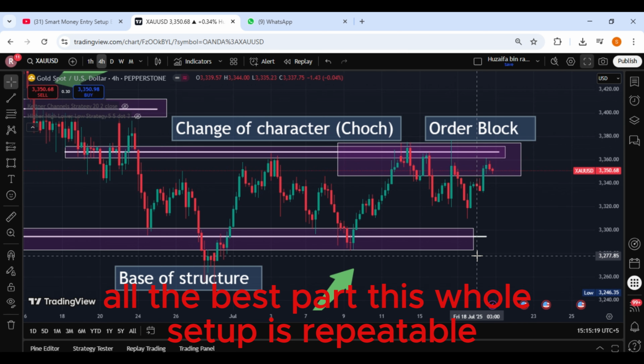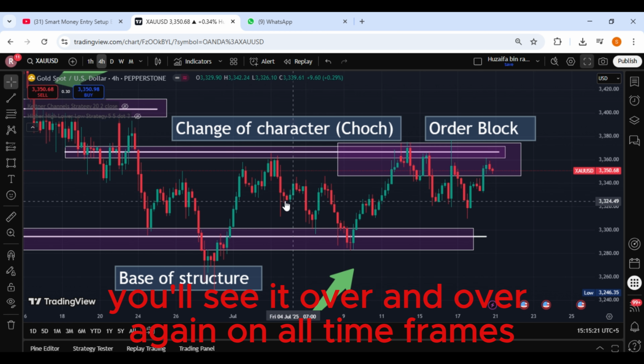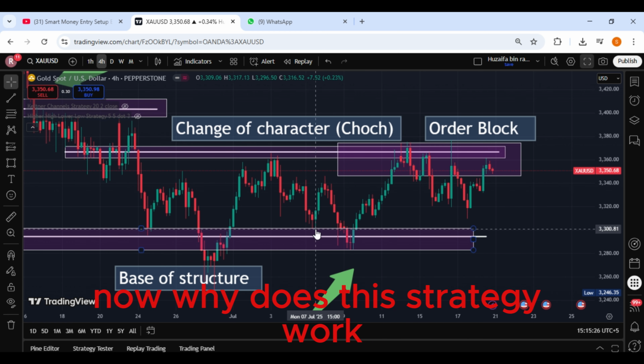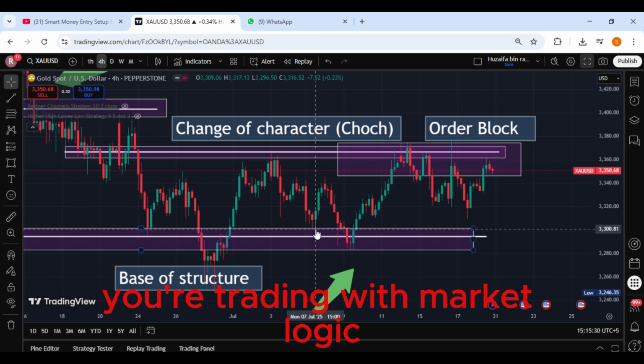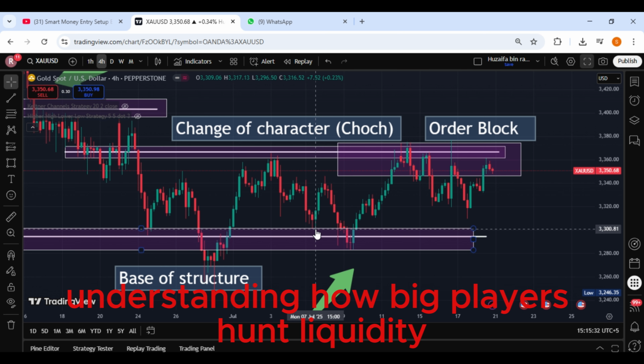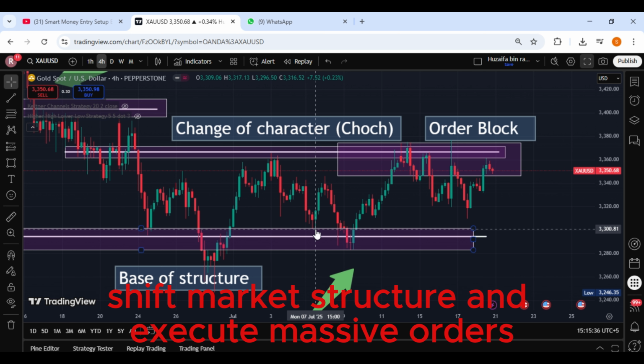The best part? This whole setup is repeatable. You'll see it over and over again on all time frames. Now, why does this strategy work? Because you're not trading against randomness. You're trading with market logic, understanding how big players hunt liquidity, shift market structure, and execute massive orders.